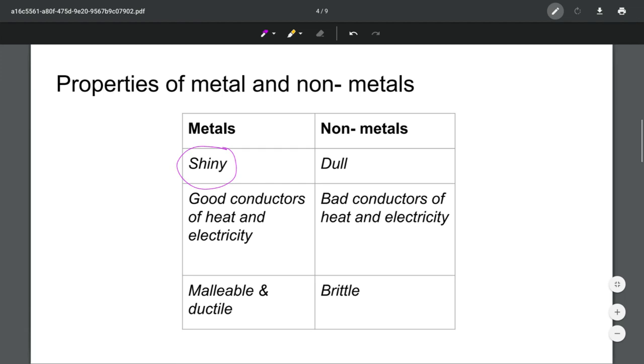And what that means is they're able to transfer very easily these 2 things, heat and electricity. So heat we've already met. We talked about that when we were doing the energy topic. Electricity we touched on as well. Both of these things are able to pass through and move through metals very easily. That's what we mean by good conductors. Then we've got the fact that they are malleable and ductile. Now, malleable is an interesting word. Basically, it means can be hammered into a position.